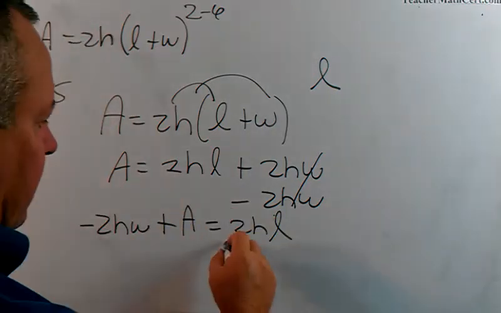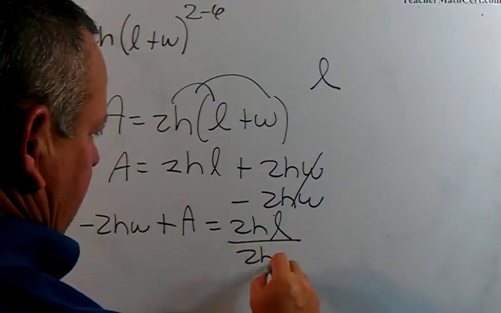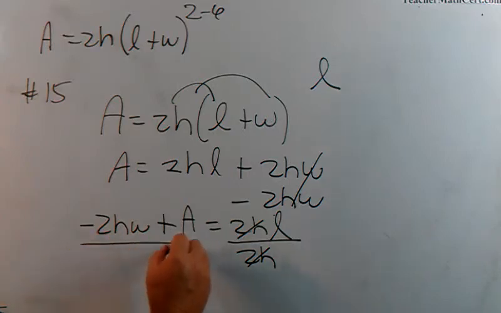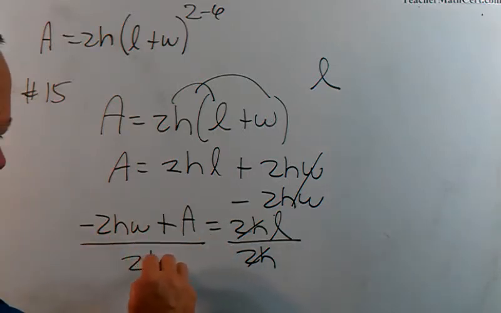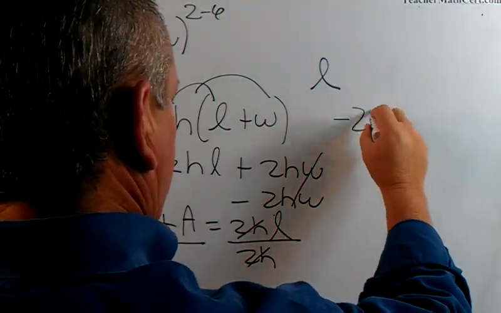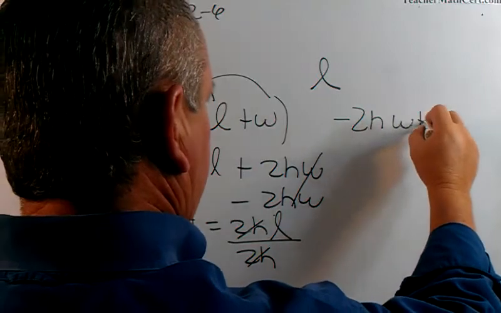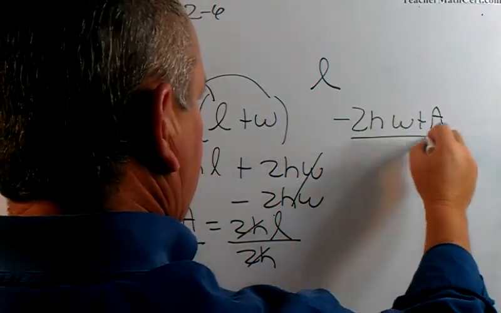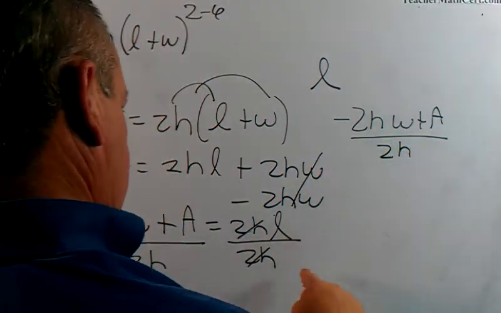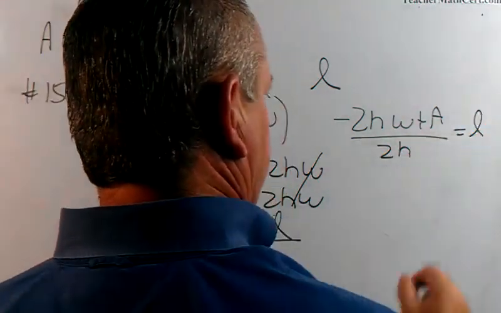Solving for L, so we want to divide both sides by 2H. This 2H divided by 2H is going to go 1. We're going to have to divide this whole thing by 2H. Okay? And the answer is negative 2HW plus A over 2H is equal to L. Hopefully that all stayed up.